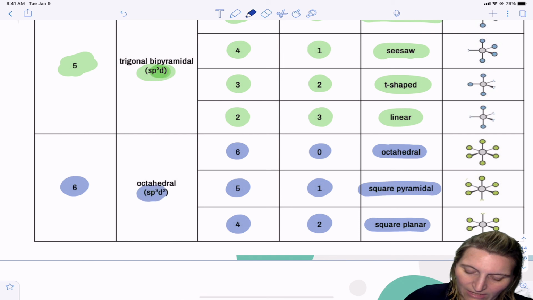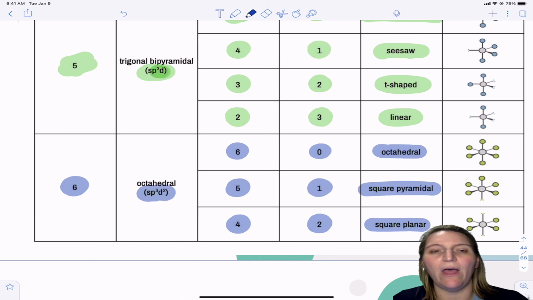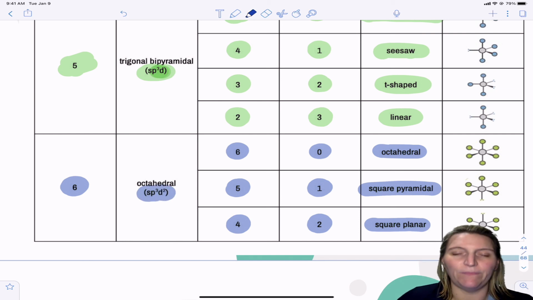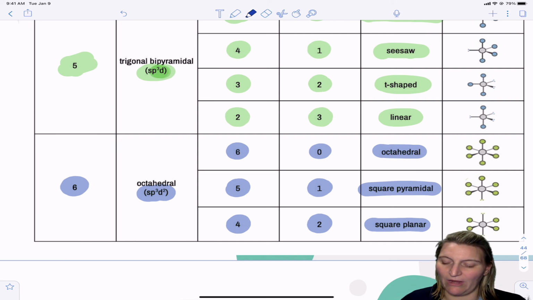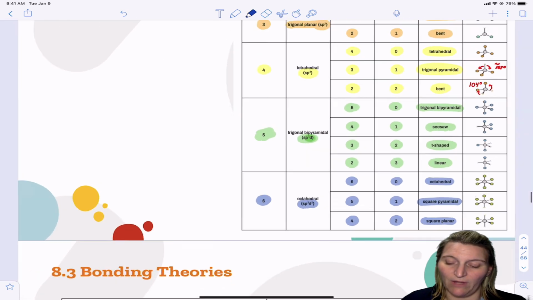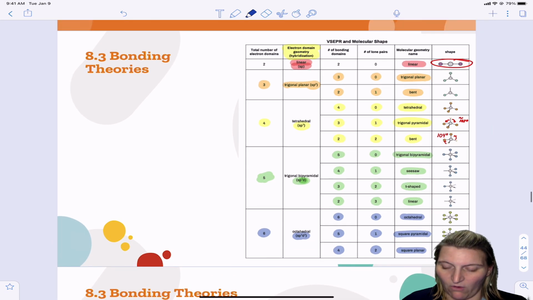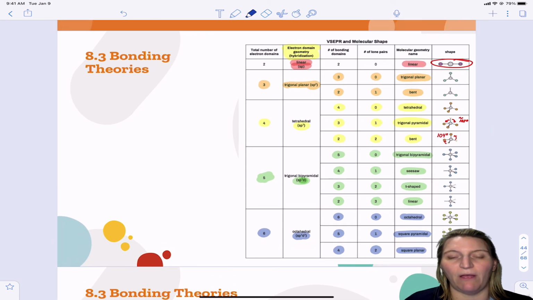And of course, this is sp3d2 hybridized, because in order to get 6 identical electron domains, we need to use 1 s, 3 p's, and 2 d's. What we will do in the next video is do a whole bunch of these practice problems using this table in order to figure out what is the shape of the molecule.